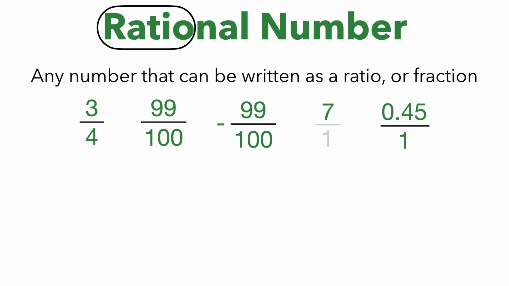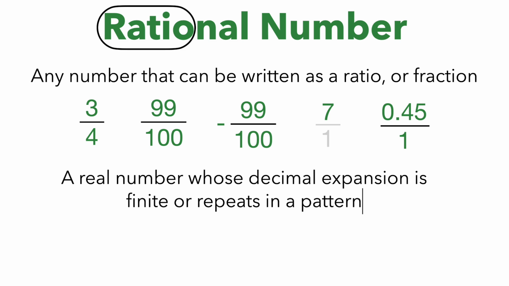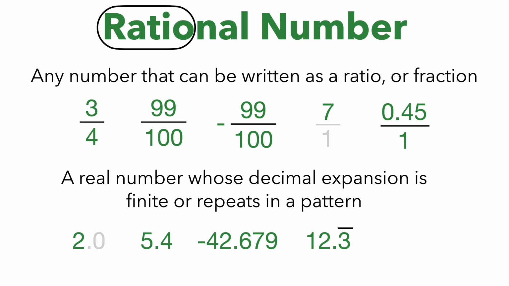Another definition of a rational number is that it's a real number whose decimal expansion is finite or repeats in a pattern. So you can have 2, which is implied again as 2.00 there, 5.4, just one decimal, negative 42.679, again it ends at the 9, 12.3, and if you have this little dash over it, that means the 3 is repeating, a pattern of constant 3s. Or you could have something like 6.72 with that 72 repeating. Repeating infinitely is okay, but it has to be in a pattern to be a rational number.